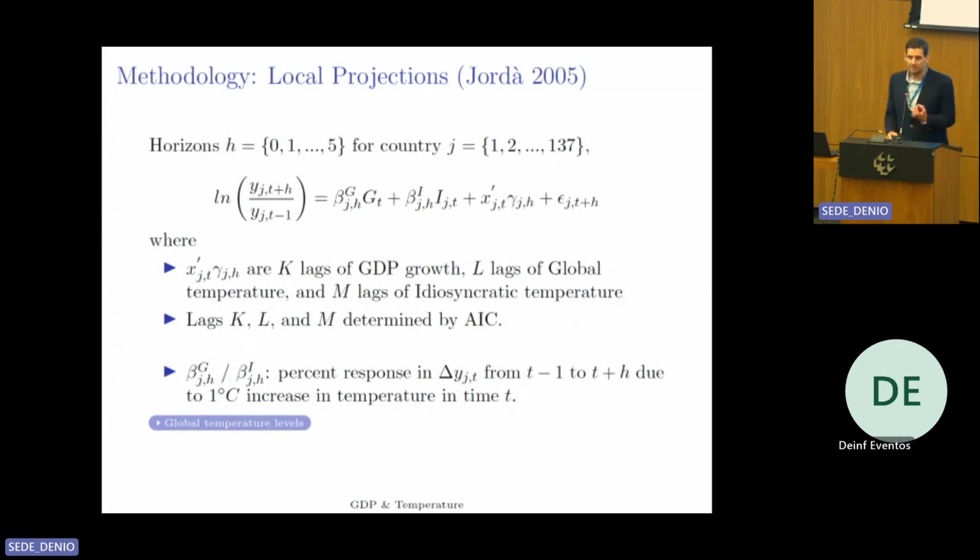In local projections, you can interpret this as the percentage response in changes in GDP from time t minus 1 to each horizon, up to 6 horizons, due to a 1 degree Celsius increase in temperature at time t. So you can plot out these impulse responses.